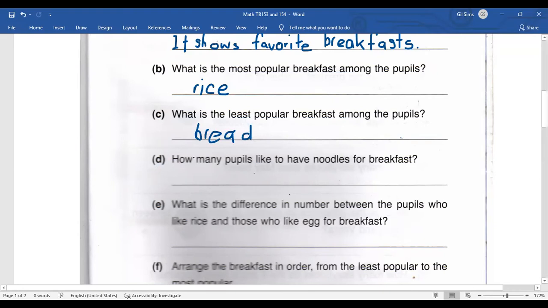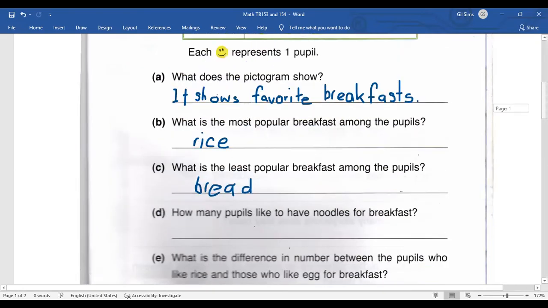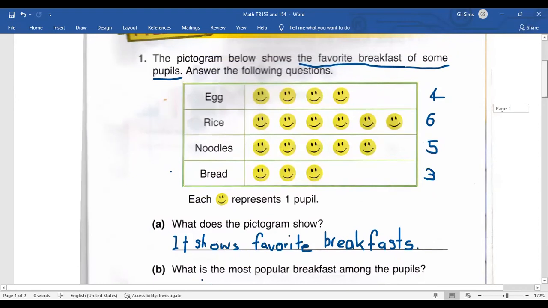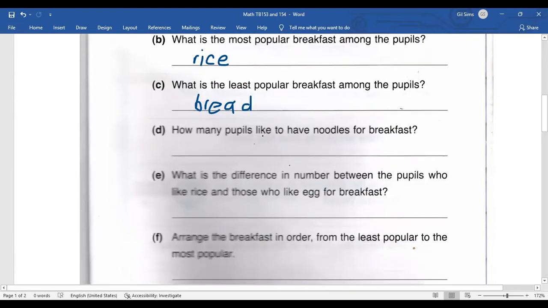Question D. How many pupils, how many students like to eat noodles? So let's go up and find our noodles. Where's the noodles? Here's our noodles. So if we count them out, 1, 2, 3, 4, 5. That means 5 students like noodles for breakfast. How many pupils like noodles? 5.